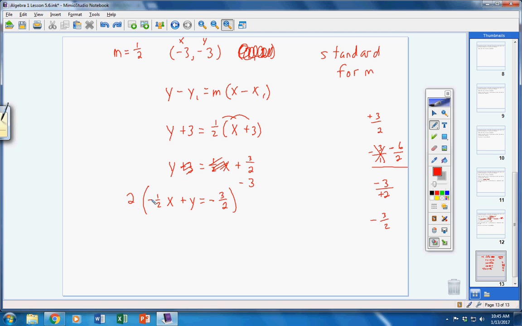2 over 1 times 1/2 x is negative x. 2 times y is positive 2y. And 2 times negative 3/2 is negative 3. There, we're finished. If you want to change the signs and put a positive x and a negative 2y and a positive 3, no problem. Either one of those two answers are sufficient.